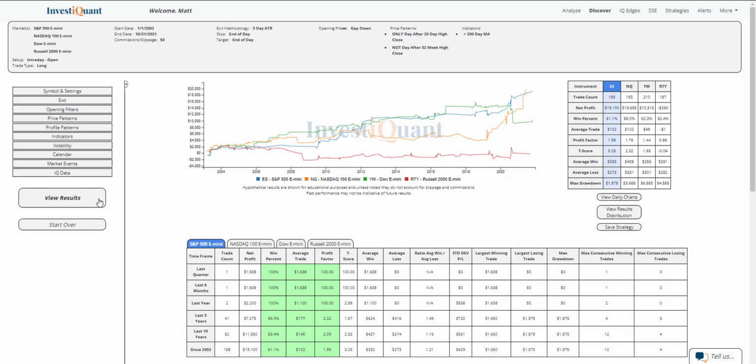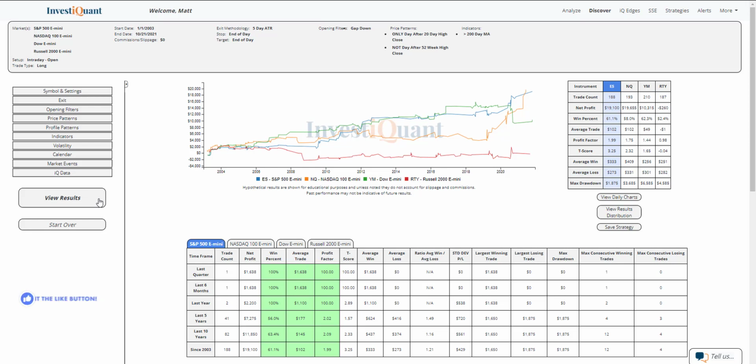S&P coming in at 61% of these have put in a green candlestick after that pattern. The NASDAQ has a 58% win rate on that. We're 62 on the Dow and 52 on the Russell. So 3 of the 4 are favored on this pattern as far as win rates go.